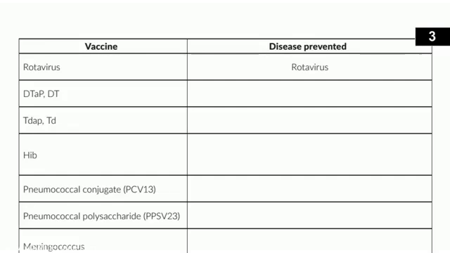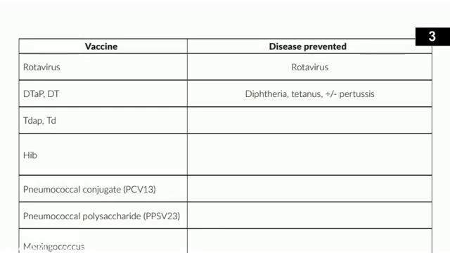So the first two vaccine combinations are the DTaP, diphtheria, tetanus, and acellular pertussis, and the DT, or diphtheria and tetanus. So these are given to infants and children under the age of 7. You generally use DTaP, but the DT vaccine is for children who can't tolerate the pertussis component.